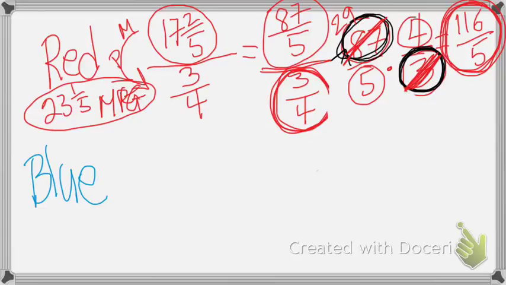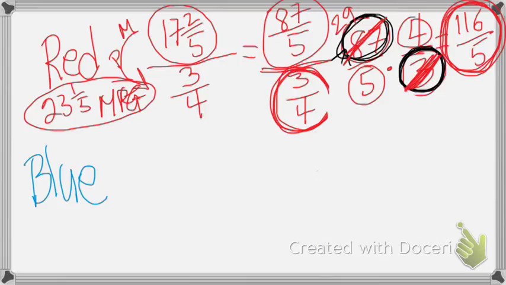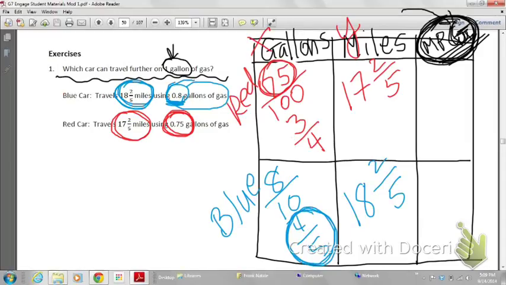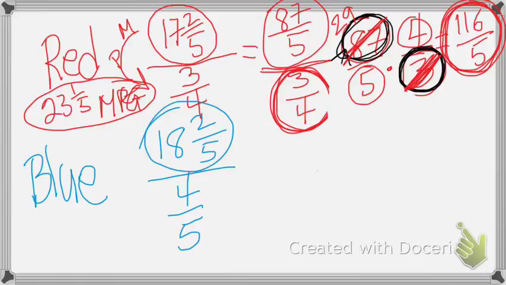Let's do the blue car. Blue car, let's find the numbers we need, our data, 18 and 2/5 over, we figured 8, 10, what did we do? We turned that into 2/5, didn't we? No, 18 and 2/5, I'm sorry, we turned that into 4/5 here. Okay, over 4/5. Working like we did up top, we're changing this mixed number into an improper fraction, and that would be 92 over 5 divided by 4 over 5.